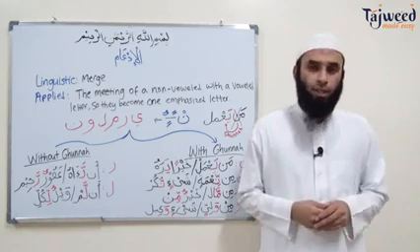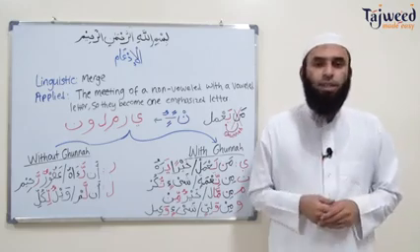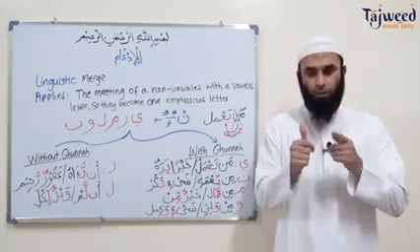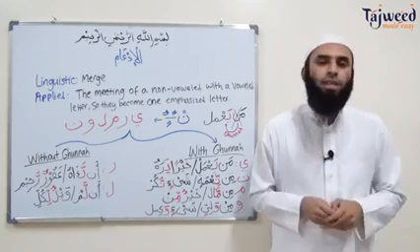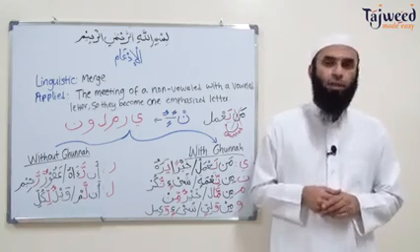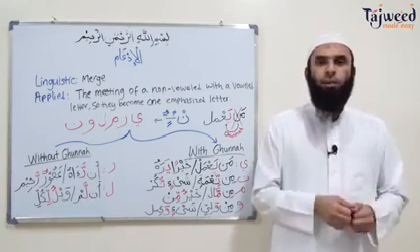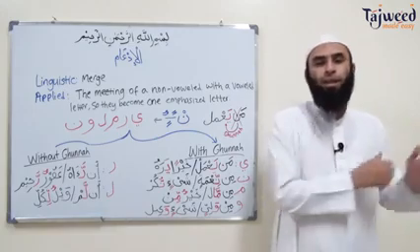In the last lesson we started the Nun Sakina and Tanween rules. We said that after Nun Sakin and Tanween, depending on which letter follows, any of the 28 letters of the Arabic alphabet, they will have an effect on the pronunciation of Nun Sakin and Tanween. And these effects are of four types: Al-Idhar, Al-Idgham, Al-Qalb or Iqlab, and Al-Ikhfa.